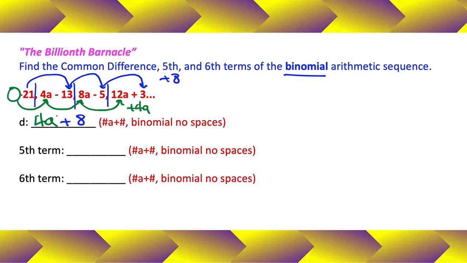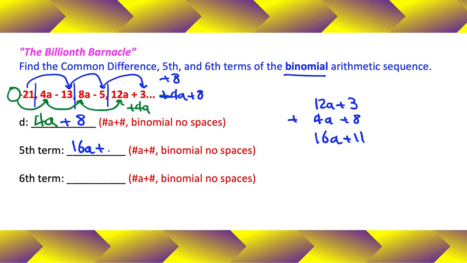You started with negative 21, then you added this, then you added it again, and then you added it again, and then you added it again. That's how you get to the fifth term: you keep adding the 4a plus 8. So let's go ahead and figure that out. Let's go back to blue. Let's add another 4a plus 8 to the 12a plus 3. I'm going to stack it here. So we have our fourth term, 12a plus 3, and if we add another 4a plus 8, we would have 16a plus 11. Okay, there you go. So our fifth term is 16a plus 11.